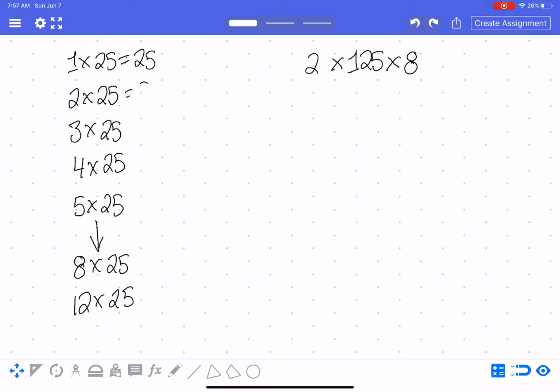2 times 25 is 50. 3 times 25 is 75. And then, like I said, if you have 4 quarters, you have $1, or in this case, it's 100, right? Then you can go a little bit over, but it repeats. So it's 25, 50, 75, 100. Then it goes 125. Okay.